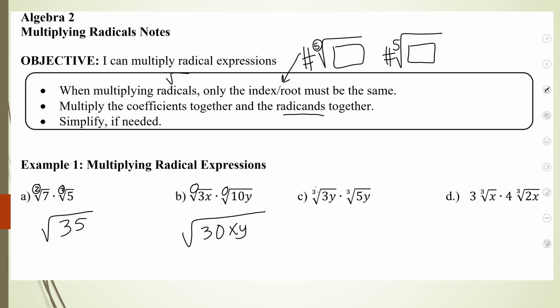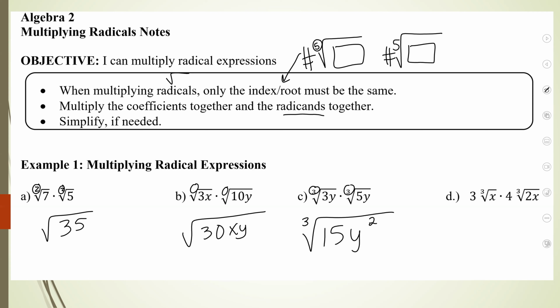Letter C, they both have the same root. That means we can multiply them together. 3 times 5 is 15. Y times y is y squared. So guys, let's simplify this one. Oh, can we actually? Can we simplify this? No, we can't, because it's group 3 and you only have 2 y's here. Okay, so we can't simplify that one.